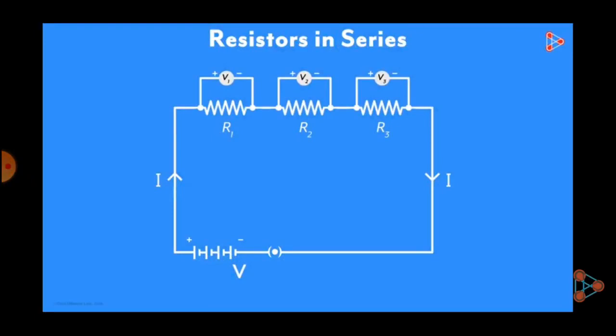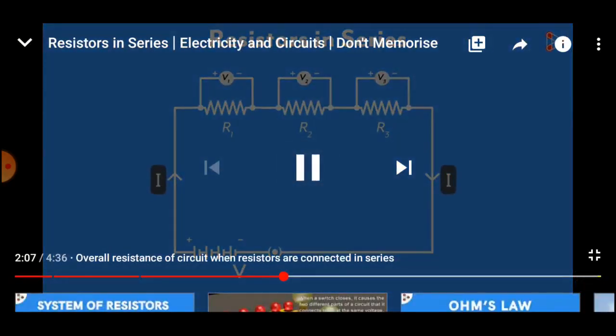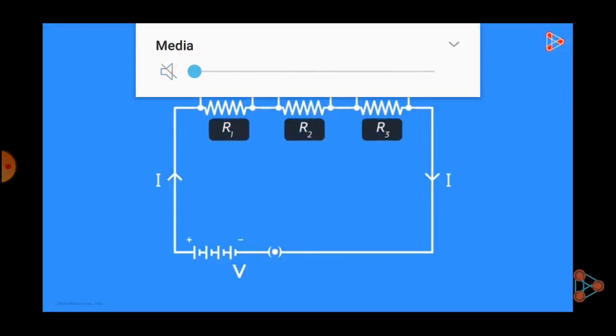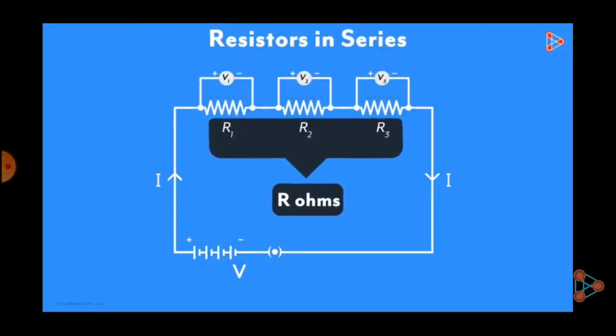The voltage applied across these three resistors is taken as V, but the voltage across each resistor will be different, so the voltage across the resistor R1 is taken as V1, the voltage across R2 is V2 and across R3 is V3. Next we are going to see what is the total resistance of resistors connected in series combination. The current is I amperes. The total resistance of the combination of the circuit is R ohm.